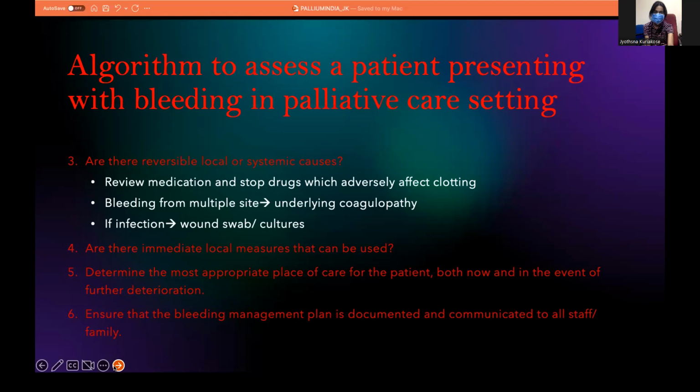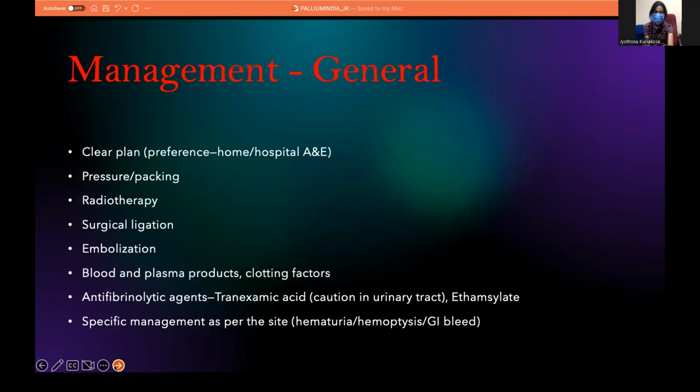Also ensure that a proper management plan for bleeding is documented and communicated to all staff as well as the family. So in general, the management, apart from having a clear plan and documentation of the preferred place of care, usual management of bleeding includes applying pressure, packing with tranexamic acid or epinephrine soft pads. Interventions include embolization, surgical ligation, and radiotherapy if it is a correctable cause. For clotting factors, you can supplement clotting factors, blood and plasma products, depending upon the setting and the etiology of the bleed.